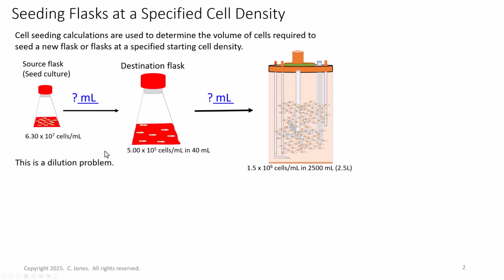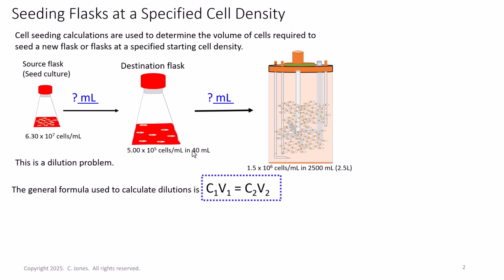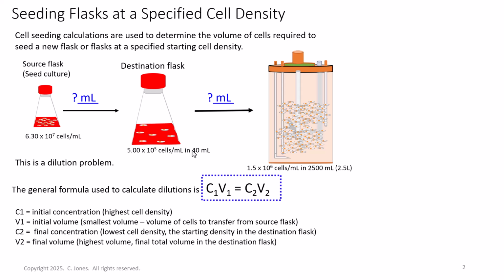Okay, so this is a dilution problem, right? You might have guessed that by saying we have a concentration here, and a volume here. All dilution problems can be solved using the equation C1V1 equals C2V2. And just a quick review of this: C1 is the initial concentration, that is the highest cell density. This will be the concentration of the source flask. V1 is the initial volume. This is the volume of cells that we're going to passage from the source flask into the destination flask, right? So this will be the smaller volume.